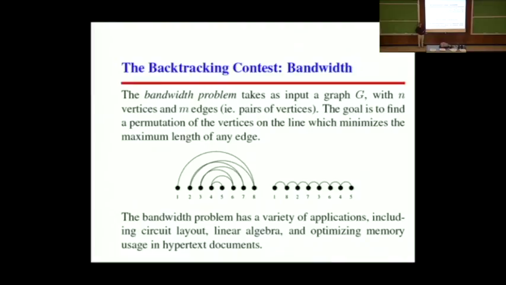Your problem is, I am going to give you an undirected graph. I'm going to ask you, find me an ordering of the vertices on the line such that the longest edge is as short as possible. Clearly, in this drawing, the longest edge is as short as possible, right?